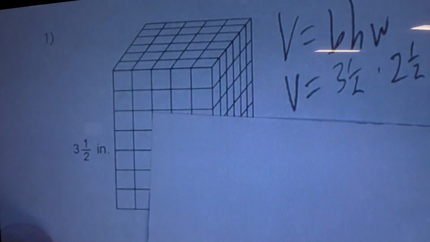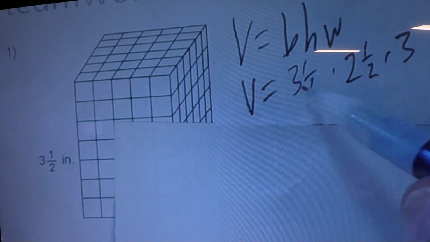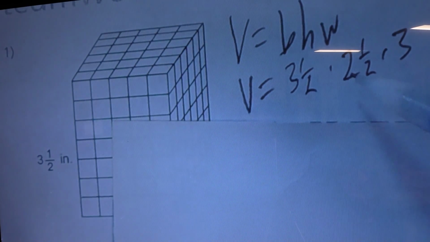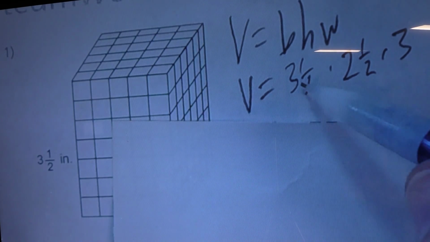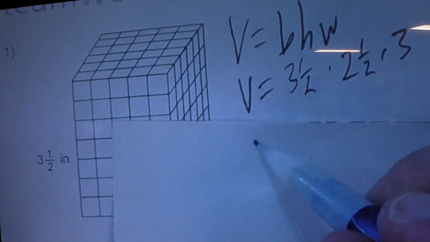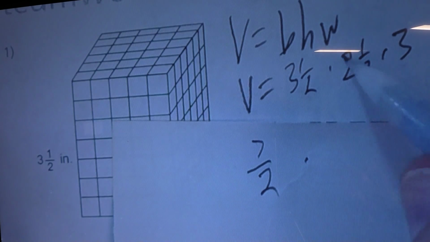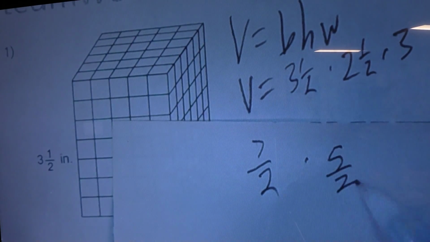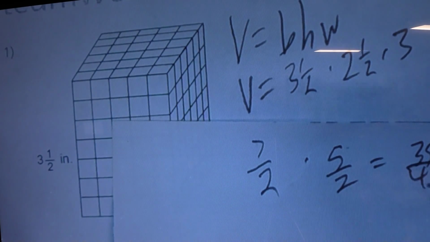And I always like to do my work on a little scratch piece of paper, so I'm just going to go ahead and put it here. Now, I'm going to go ahead and multiply 3.5 and 2.5 first, and I'm going to have to convert these to improper fractions. 2 times 3 is 6, plus 1 is 7, so I have 7 halves, times 2 times 2 is 4, plus 1 is 5, so I have 5 halves. 7 times 5 is 35, 2 times 2 is 4.